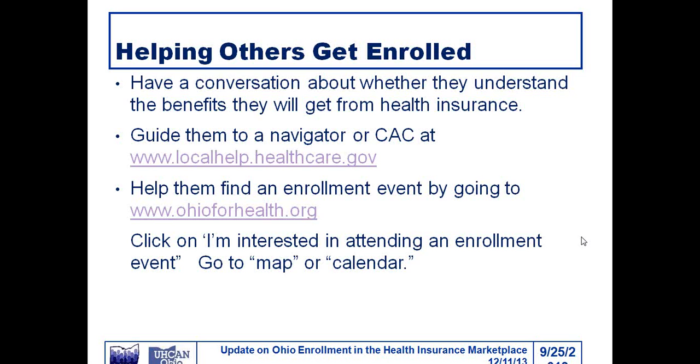You can also help them find an enrollment event by going to www.ohioforhealth.org. There you have two ways of finding events. You can go to the map, in which case you will see the state of Ohio with different little pinpoints on it showing where there are events, and you click on them to see exactly the time and details. Or you go to the calendar, in which case you look at dates to see what's going on that date. Next slide.